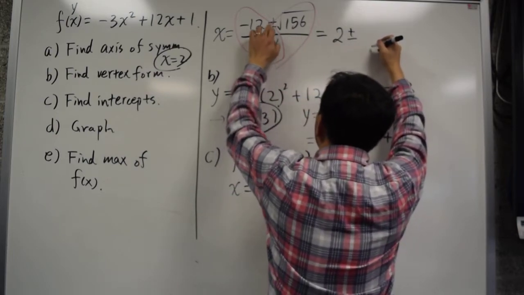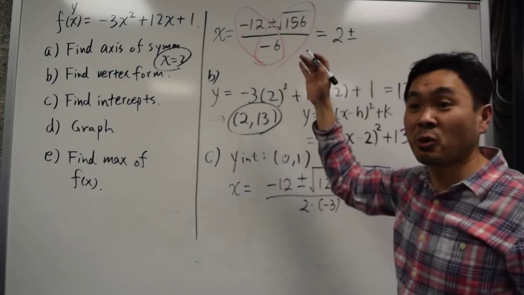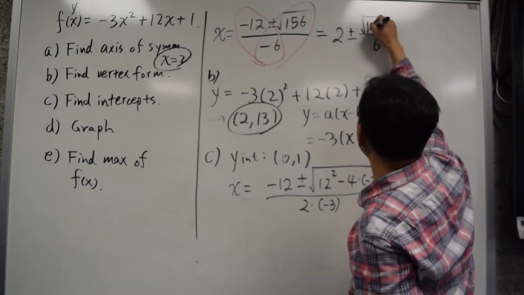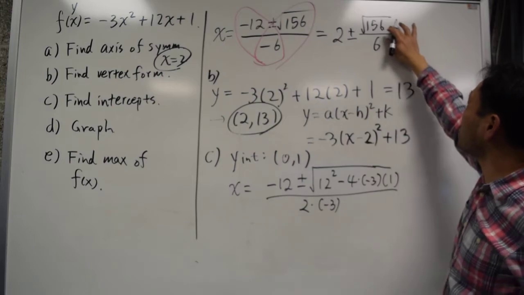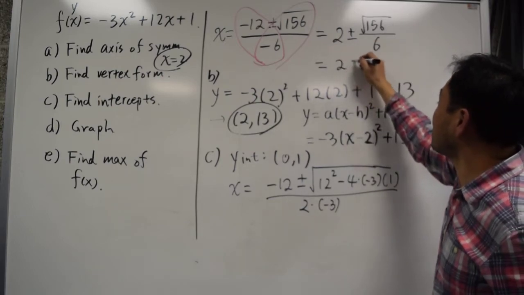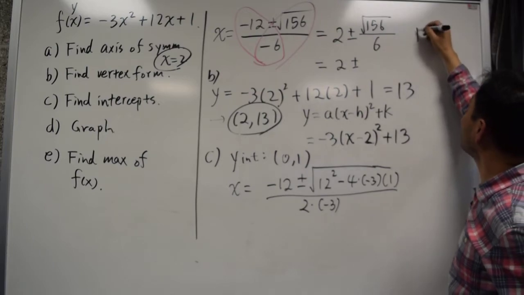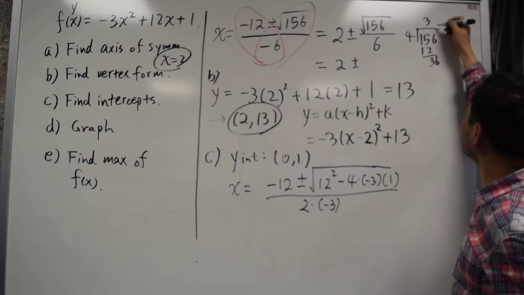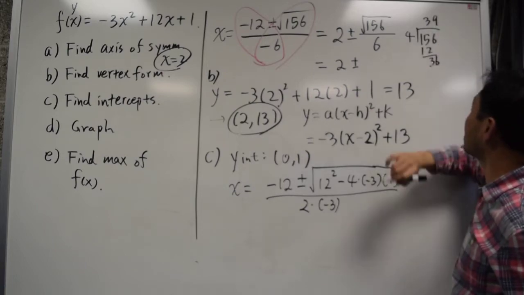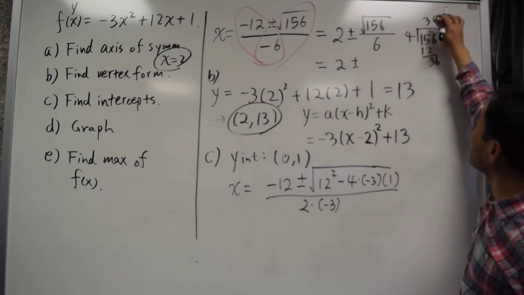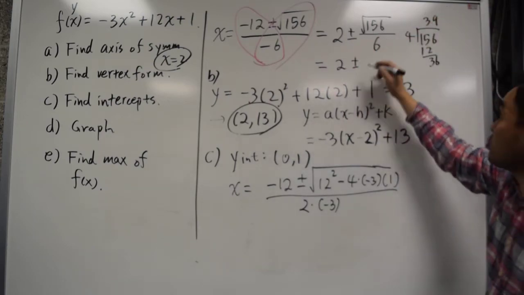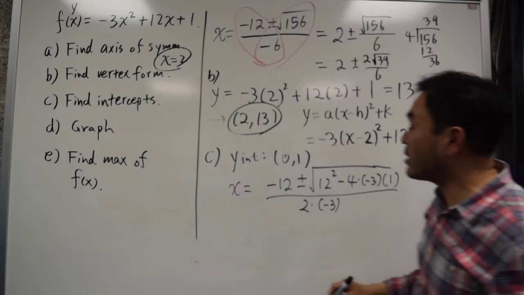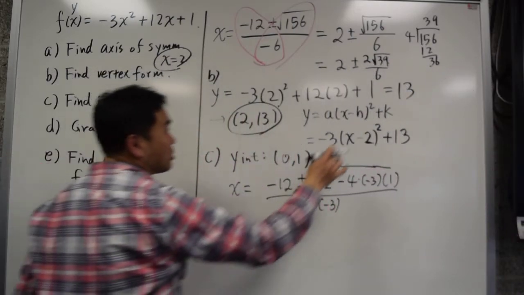Well, because you're doing both plus and minus, the negative doesn't matter. So it's just square root of 156 over 6. That one you can factor 4 out. 156 is 4 times 39, and the 4 comes outside the square root as 2. So 2 square root of 39 over 6. And the answer for the x-intercept is therefore, when you reduce 2 and 6, what's that?